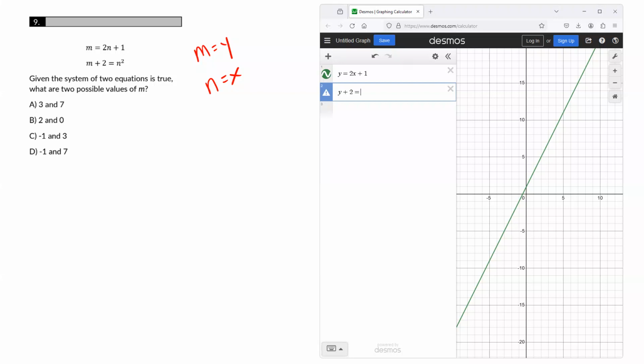equals x squared. And I see that I have my two solutions. Those are your intersections, not the intercepts. And I'm very carefully looking, M is Y, and I wrote on my paper, M is Y. And so I'm looking for the -1 and the +7. Make sure that you use the Y values here. All right, -1 and +7. And so our answer is D.